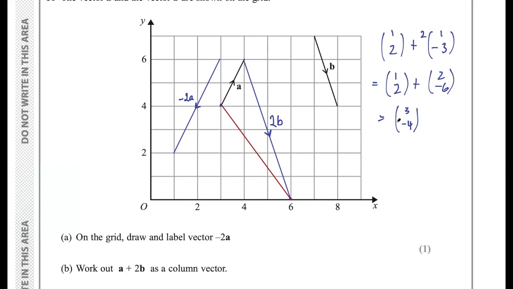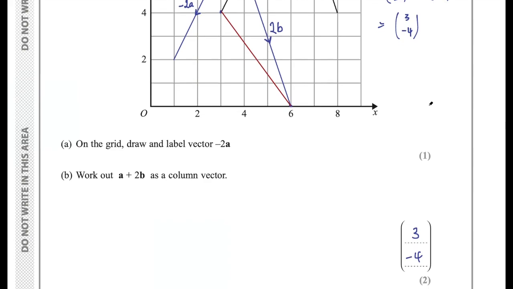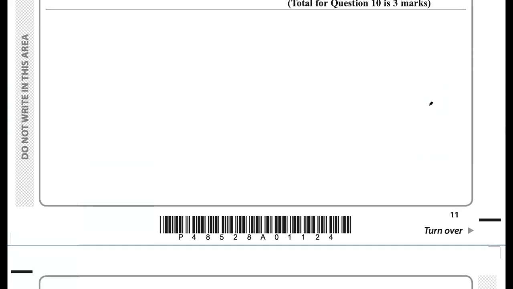Okay, so maybe that's a bit of a longer method. Maybe drawing it is easier, but that's possibly a way to double check. But there you go, that's a different way of doing it just with column vectors. Okay, that was question 10 for 3 marks.